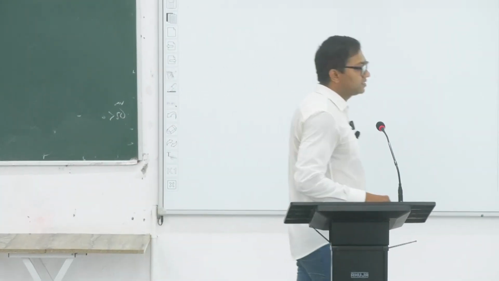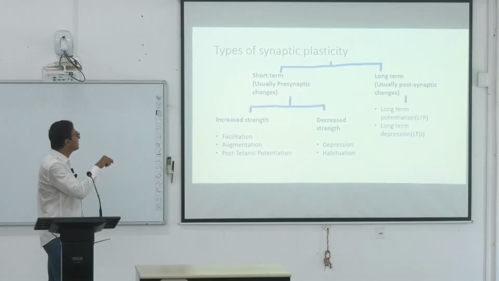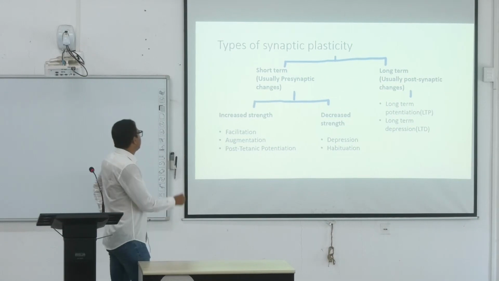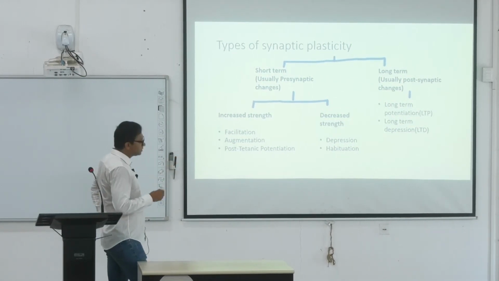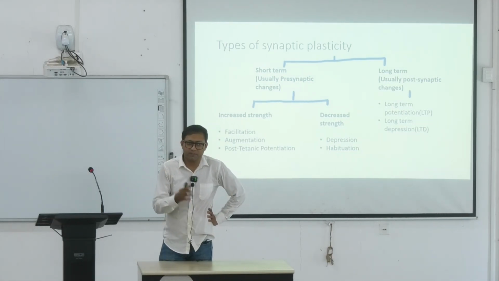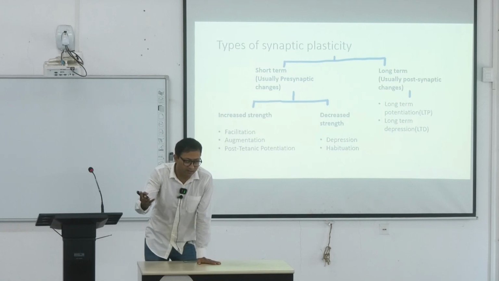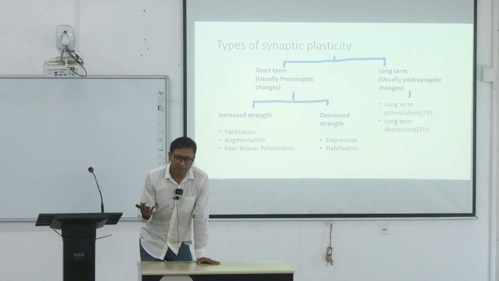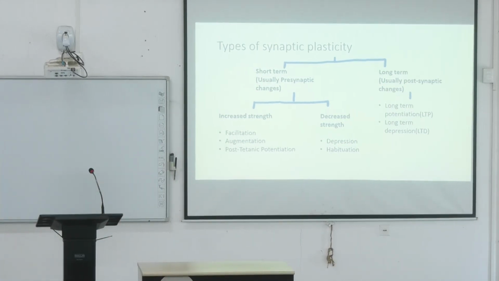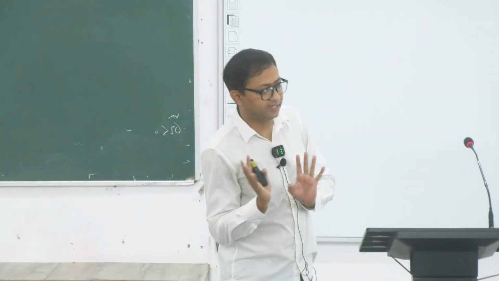So types of synaptic plasticity: there might be some short-term changes and there might be some long-term changes. Short-term changes are usually pre-synaptic changes, and long-term changes are usually post-synaptic changes, right? So what are short-term changes? I already told, during synaptic plasticity, the strength of a synapse may move both ways. That means the strength of a synapse may increase or may decrease as well, right? That is also synaptic plasticity, okay? We do not know where there is increase and where there is decrease in synaptic strength, but both ways can happen.